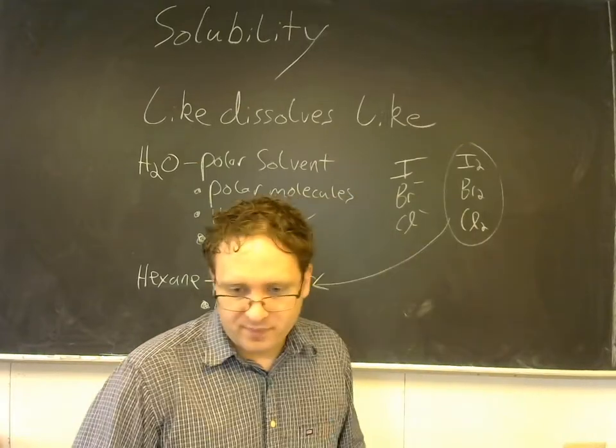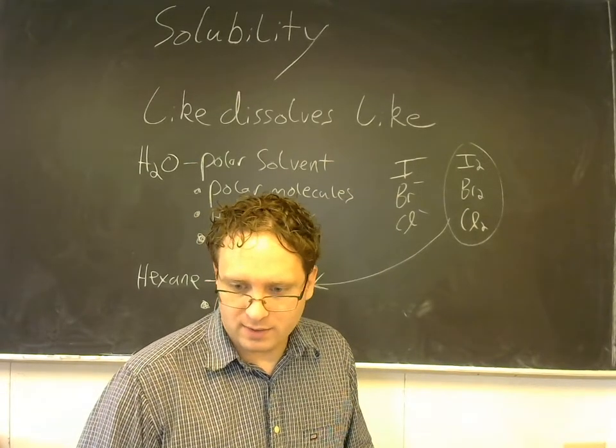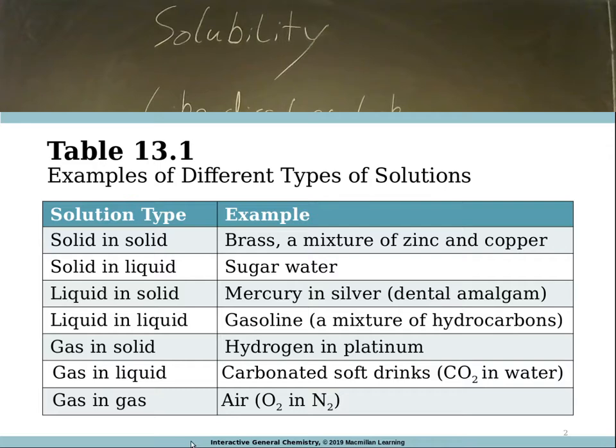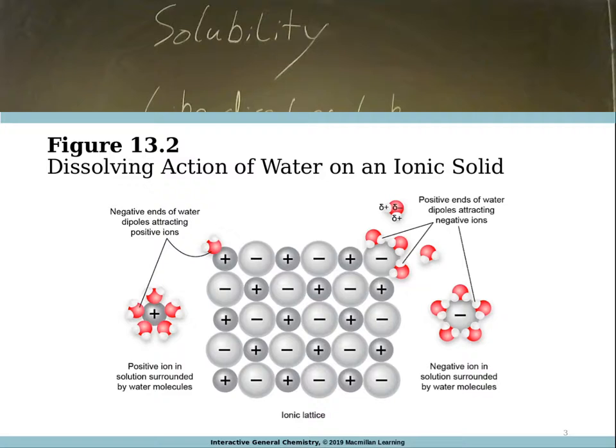But let's look at the solvation process on a microscopic scale. And in particular, we're going to look at the solvation of an ionic solid. So here we have a diagram showing an ionic lattice. This could be something like sodium chloride, or it could be something else. And you see there are positive and negative ions, and they're held together very strongly by these ionic attractions.